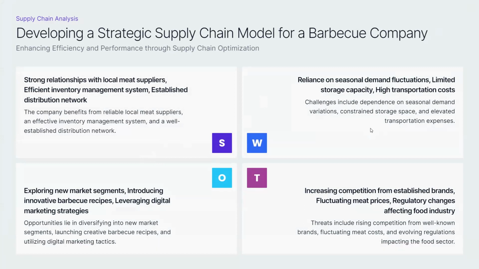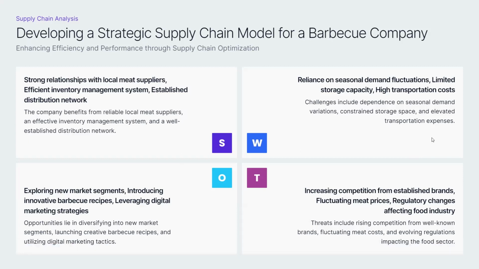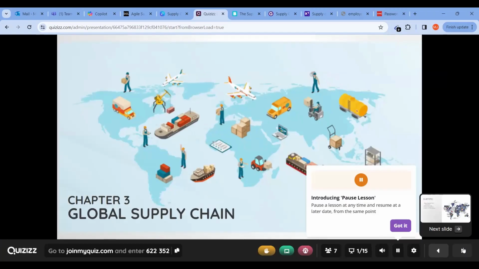Opportunities would be exploring new market segments, introducing innovative barbecue recipes, leveraging digital marketing strategies. Opportunities lie in diversifying into new market segments, launching creative barbecue recipes, and utilizing digital marketing tactics. Threats would be increasing competition from established brands, fluctuating meat prices, regulatory changes affecting the food industry. Threats include rising competition from well-known brands, fluctuating meat costs, and evolving regulations impacting the food industry.